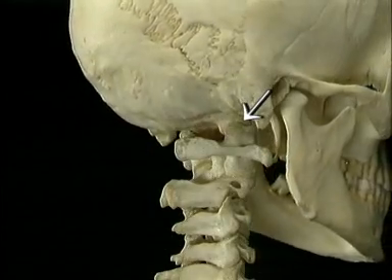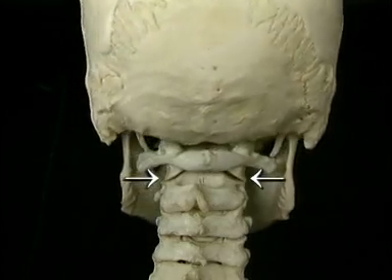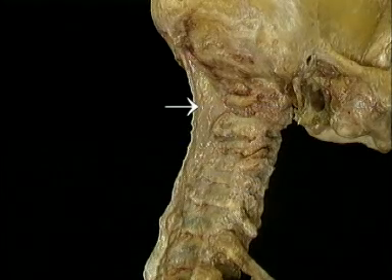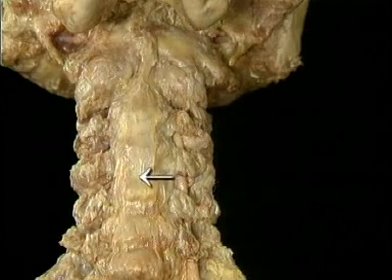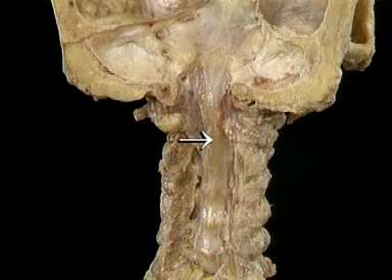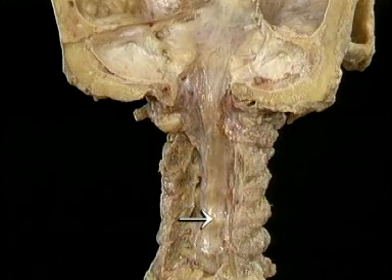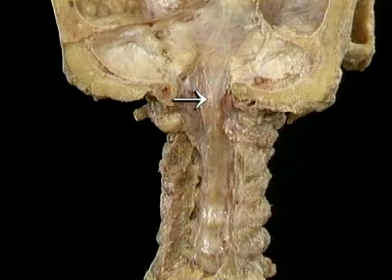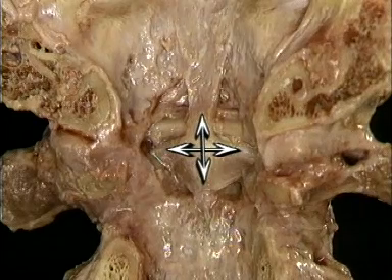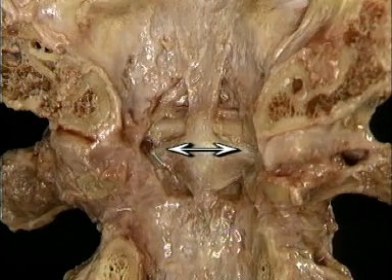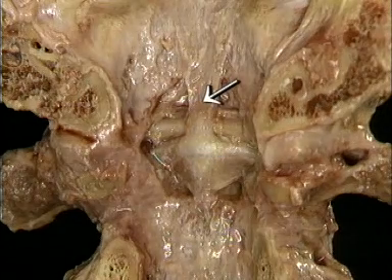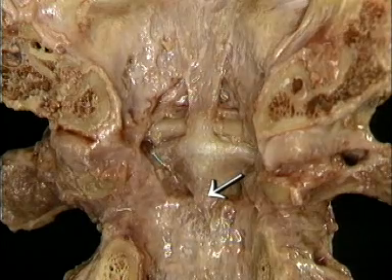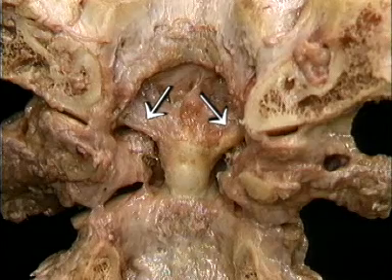Here are the atlanto-occipital and atlantoaxial joints. Here's the nuchal ligament, the anterior longitudinal ligament, the posterior longitudinal ligament, and the tectorial membrane. Here's the cruciform ligament, consisting of the transverse ligament of the atlas, the superior band, and the inferior band. And here are the two alar ligaments.